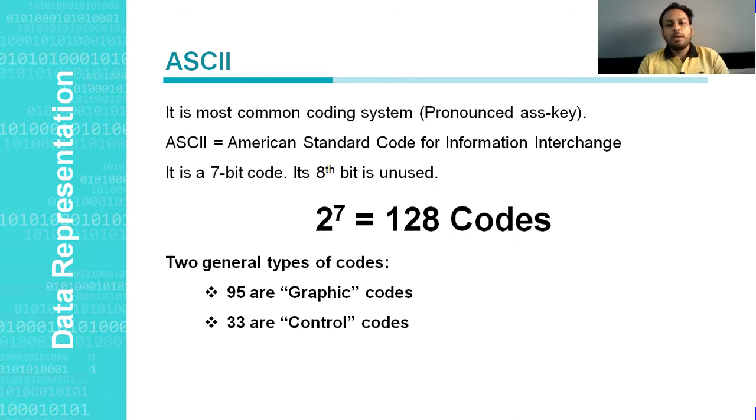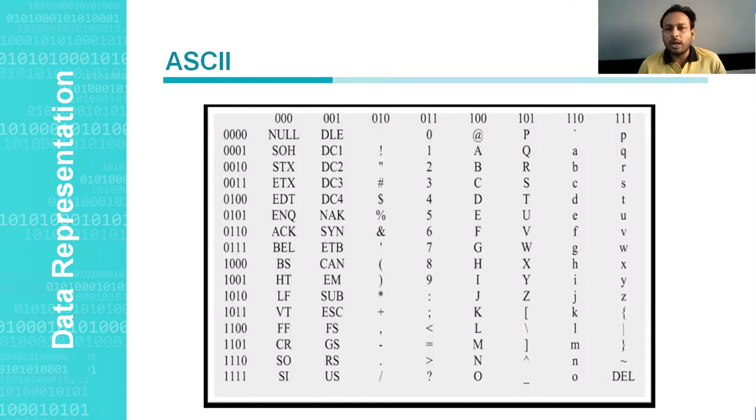So it's a 7-bit code. There are a total of 128 codes, of which 95 are graphic codes, where alphabets and symbols are represented, and 33 are control codes which control the program. And this is a chart of ASCII. You can see it starting with the special control codes, and then there are symbols, numbers, and alphabets, capital alphabets and small alphabets also.